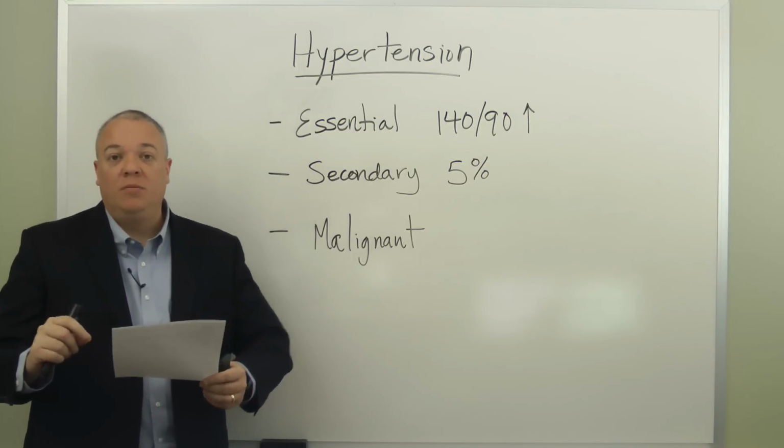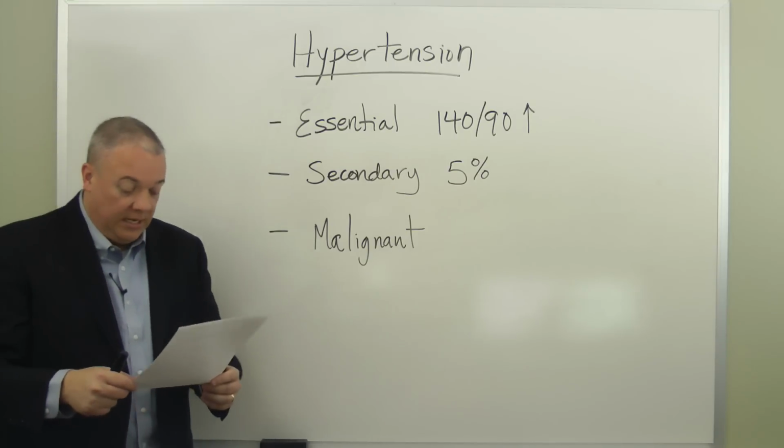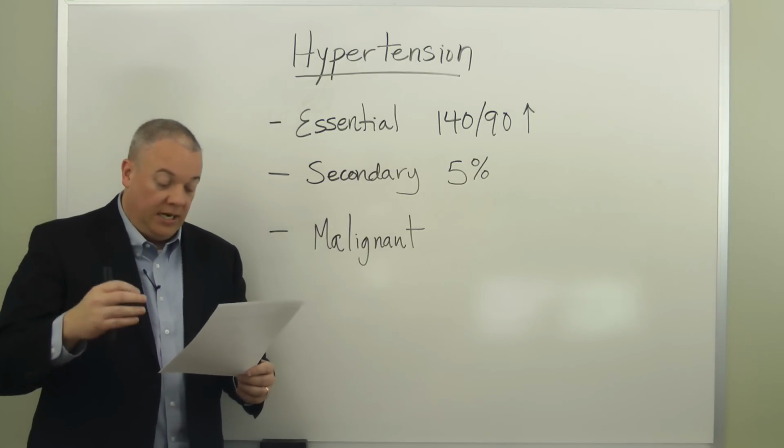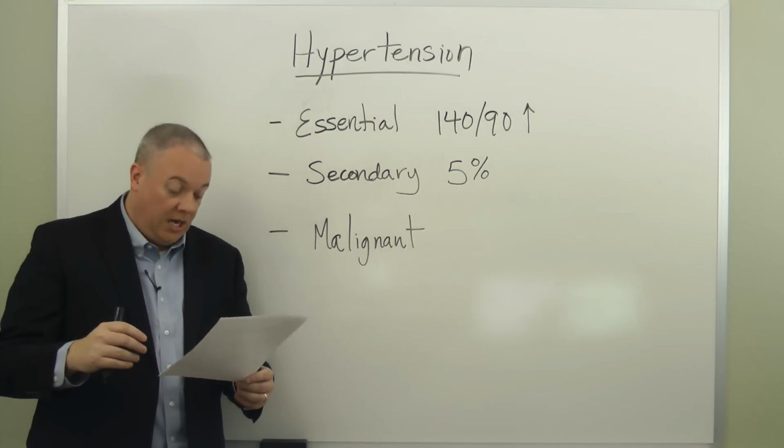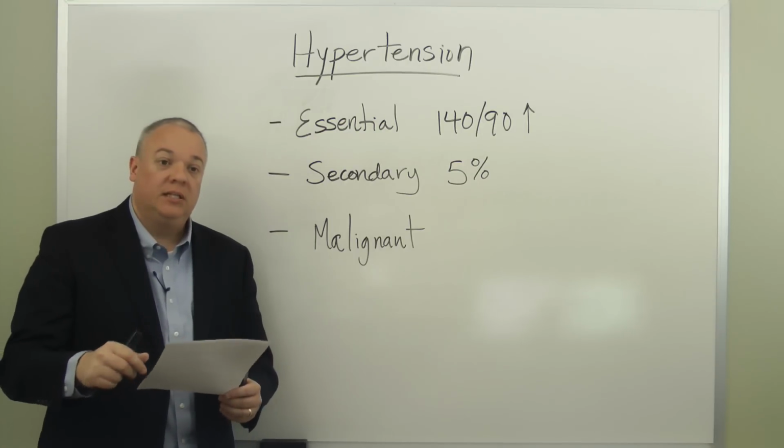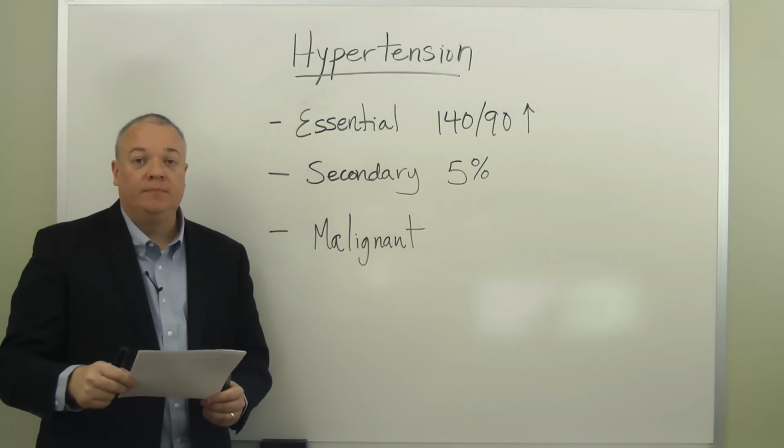This is usually done with medication, such things as nitroprussides, nitroglycerin, clonidine. Things like this are the most common medications used to treat malignant hypertension.